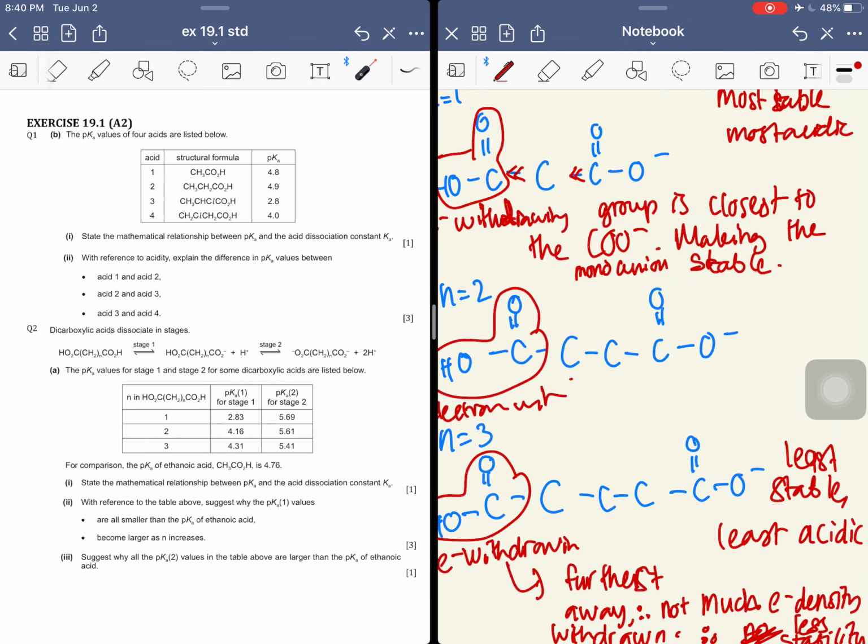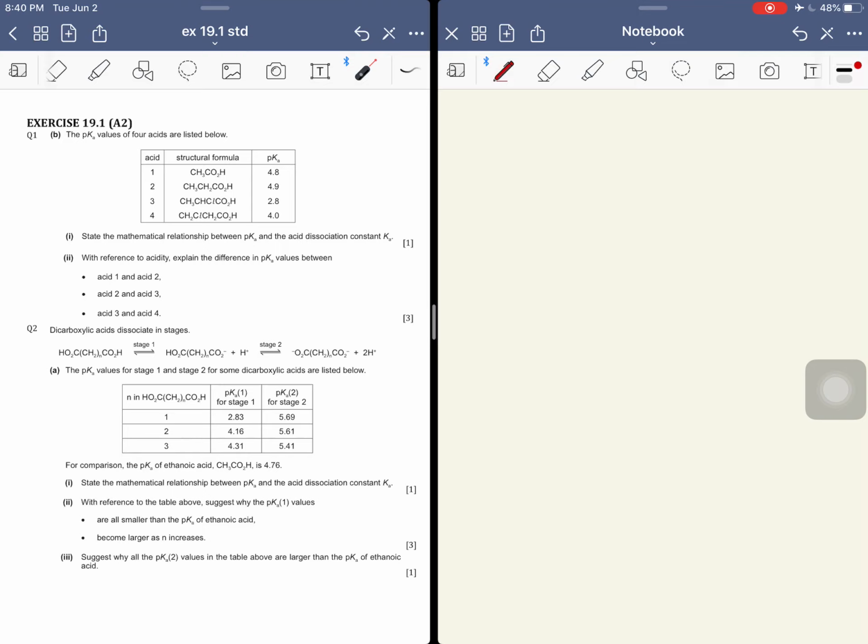Next one, suggest why all the pKa2 values in the table above are larger than the pKa of ethanoic acid. Okay, so pKa2 is when you are removing the second proton, or the second hydrogen ion. Now you need to see this in the second stage, where your pKa is pKa2.